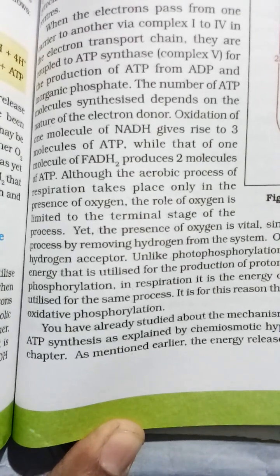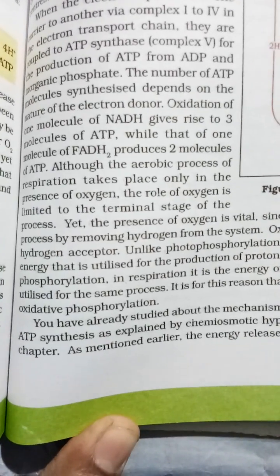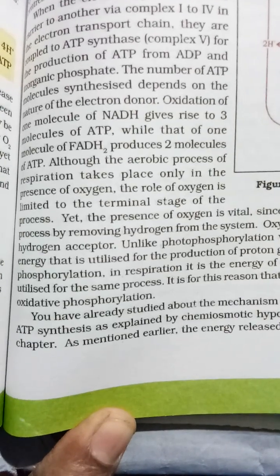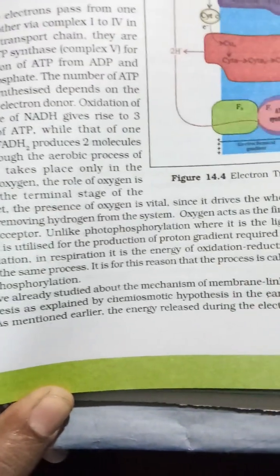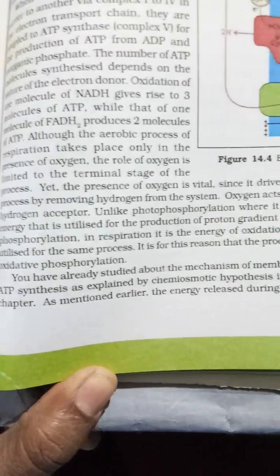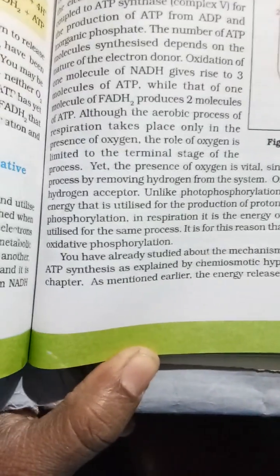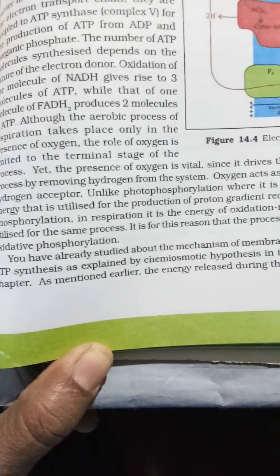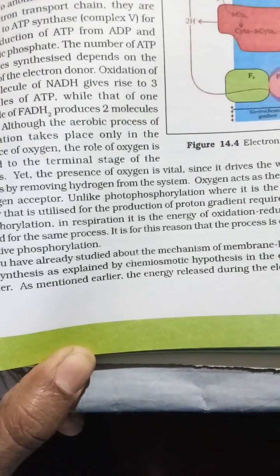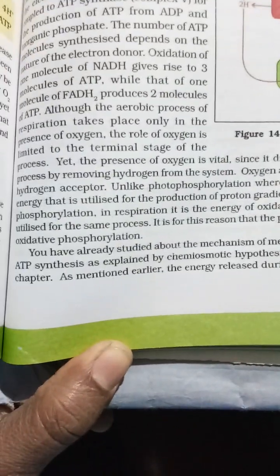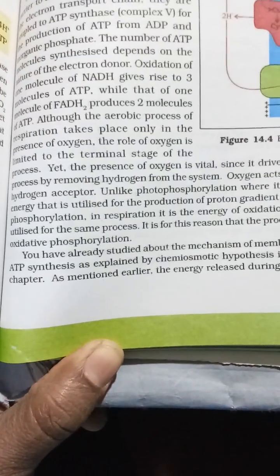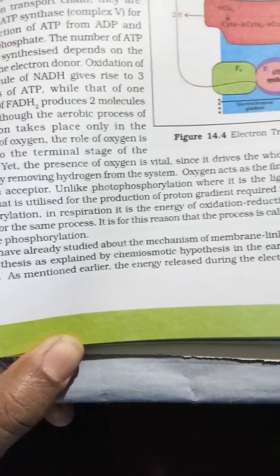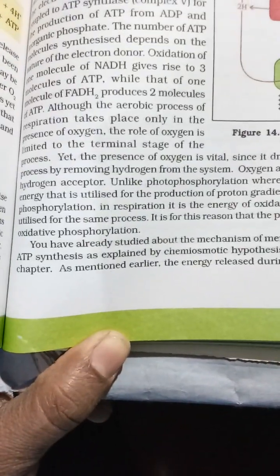Although the aerobic process of respiration takes place only in the presence of oxygen, the role of oxygen is limited to the terminal stage of the process. Yet the presence of oxygen is vital, since it drives the whole process by removing hydrogen from the system. Oxygen acts as the final hydrogen acceptor, unlike photophosphorylation, where it is the light energy that is utilized for the production of the proton gradient required for phosphorylation. In respiration, it is the energy of oxidation-reduction utilized for the same process.